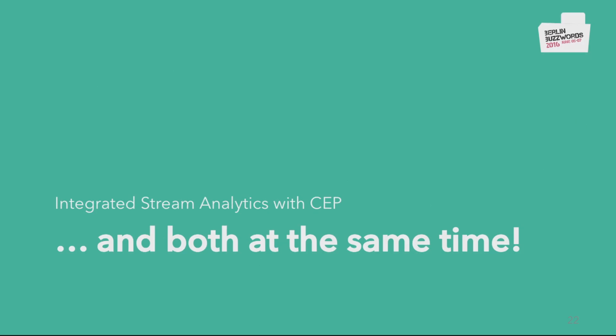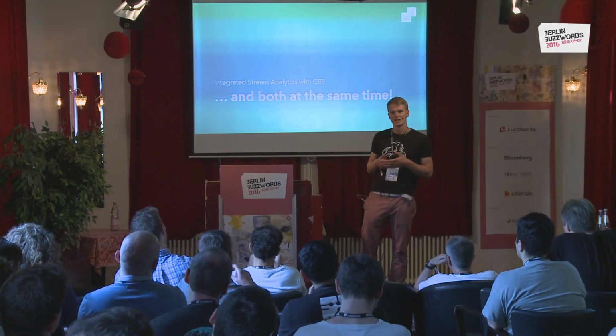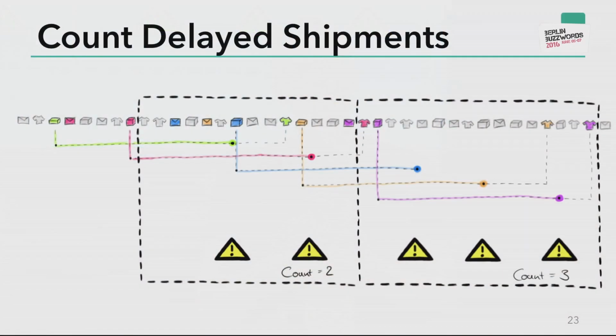Okay. So far, so good. We've seen how we can analyze event streams and generate results from it using complex event processing. But what if we are also interested in calculating aggregations on these newly generated events? That could be interesting, for example, to calculate the number of delayed shipments per day so that you can assess the reliability of your delivery service.